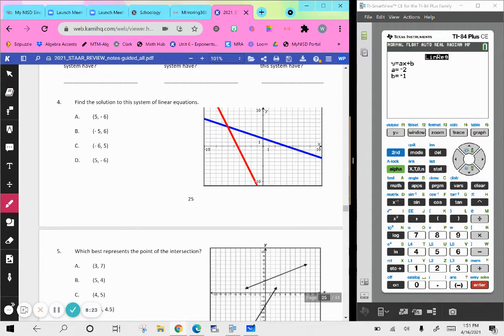So this is on page 25, and we're talking about systems. And here it says, find the solution to this system of linear equations. The solution is just going to be the point where they actually cross. So on this graph, it would be -1, 2, 3, 4, 5, 6, and 1, 2, 4, 5. So (-6, 5).